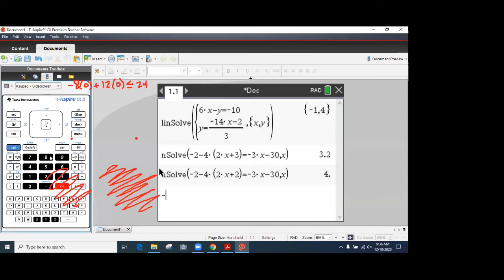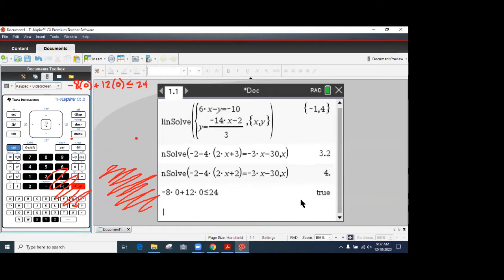All right, so we got negative 8, parentheses 0, plus 12, parentheses 0, is less than or equal to 24. So be typing this into your calculator. Like I said, I'm not going to walk around and make sure you're doing it, but if your calculator's not in your hand, then good chance you're not typing it in, right? So be typing this in.